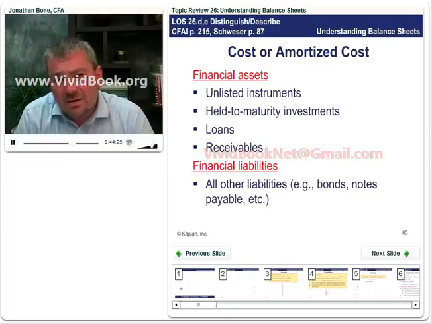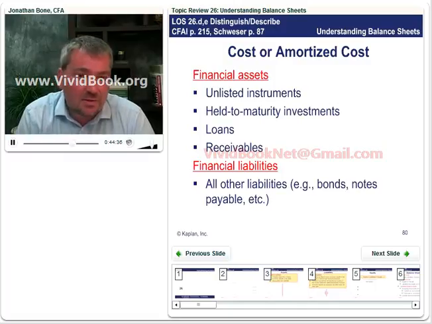Again, we're going to look at a lot of treatment on this in the Level 2 syllabus, but we'll see a little bit at Level 1. Held to maturity only applies to debt instruments where you have the intent and the ability to hold it to maturity.